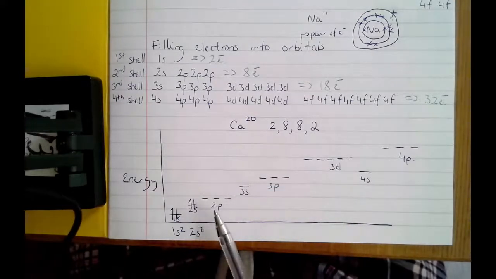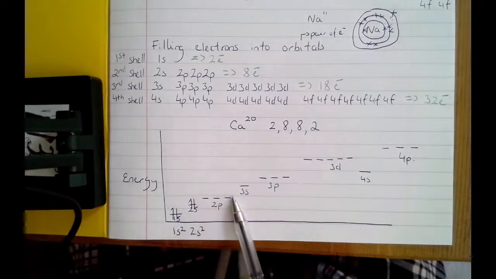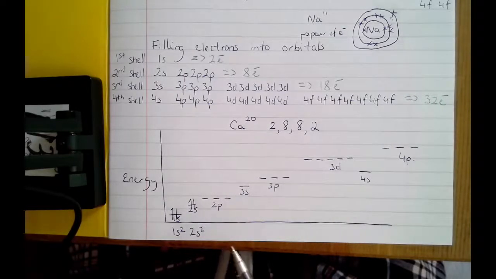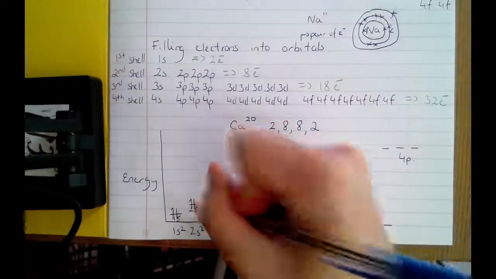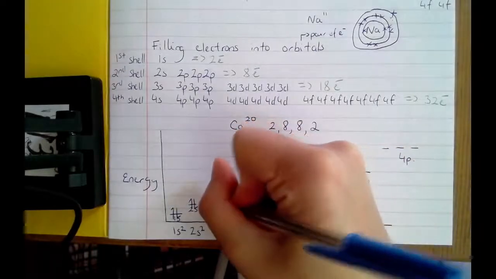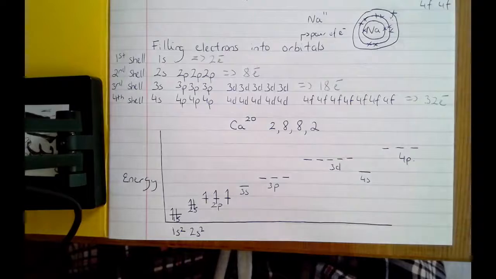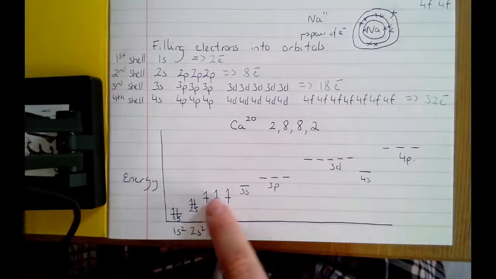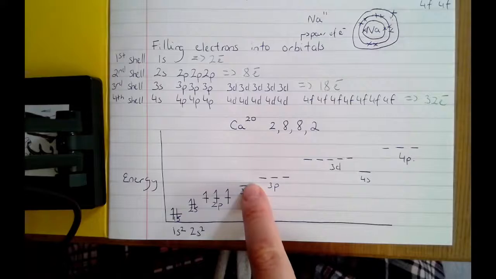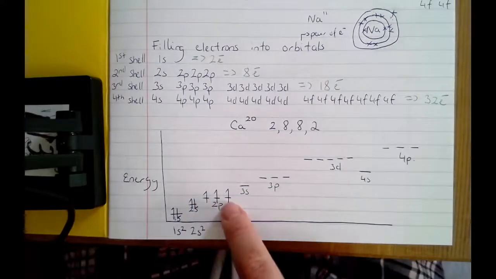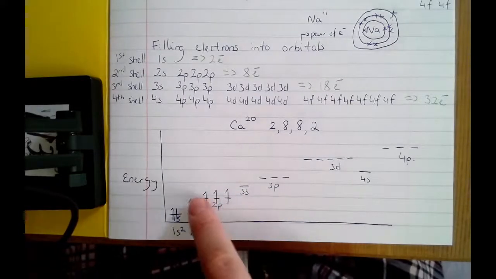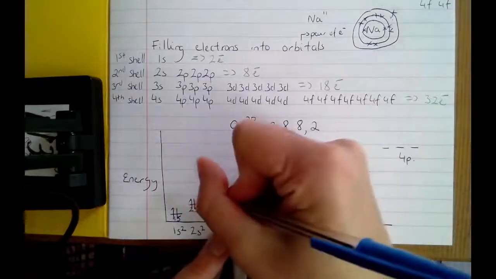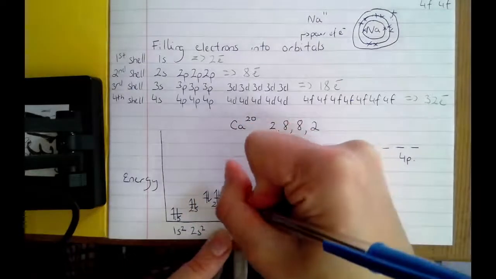When I'm filling my 2p, all my 2p orbitals are exactly the same in energy. So the electrons will actually fill those orbitals singly first. And the reason they do that is electrons are negatively charged. So if they have the option of having an orbital to themselves, they will take it, as long as it doesn't mean moving to a higher energy level. Because your 3 2p's are all exactly the same in terms of energy, they will fill them singly before going back and filling them in pairs.